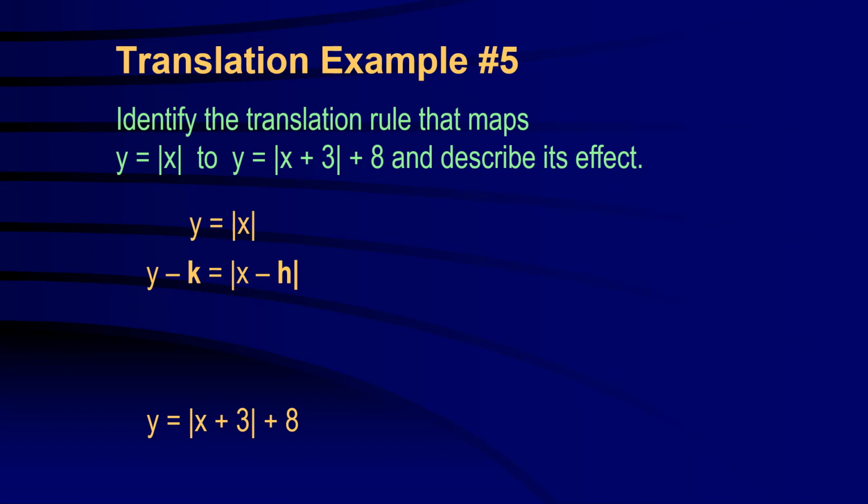Now let's go to the image of y equals the absolute value quantity of x plus 3 plus 8. That plus 8 is outside the quantity. Therefore, it came from the other side. And when I subtract 8 from both sides, I can rewrite it as y minus 8 equals the absolute value quantity of x plus 3.